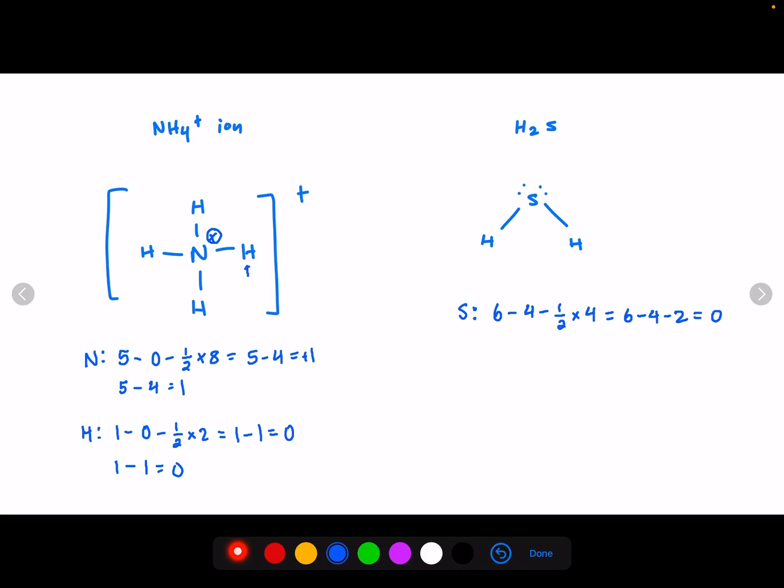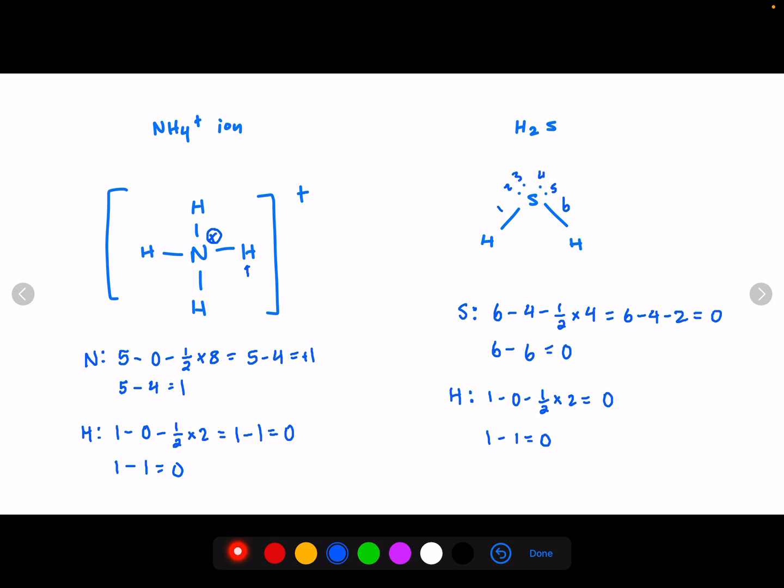And if we were to do it the easier way, 6 valence electrons minus, there are 6 lines and dots around the sulfur. So we're going to have 6 minus 6, which also gets us 0. And this is the same case for the hydrogens in the last molecule. Each hydrogen has 1 valence electron, 0 non-binding electrons and 2 binding electrons. And if we were to do 1 valence electron minus 1 line or dot around the atom, we also get 0.